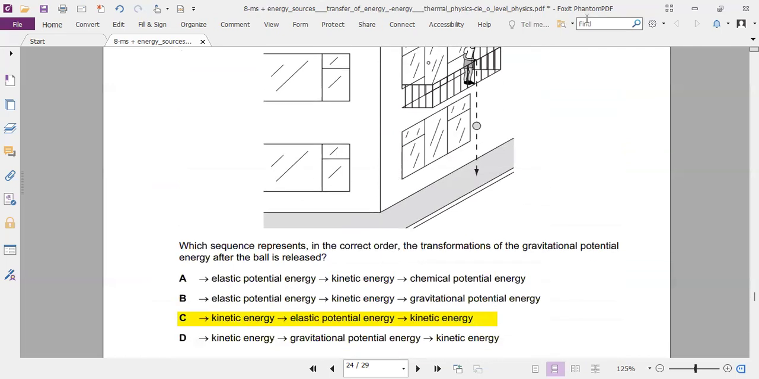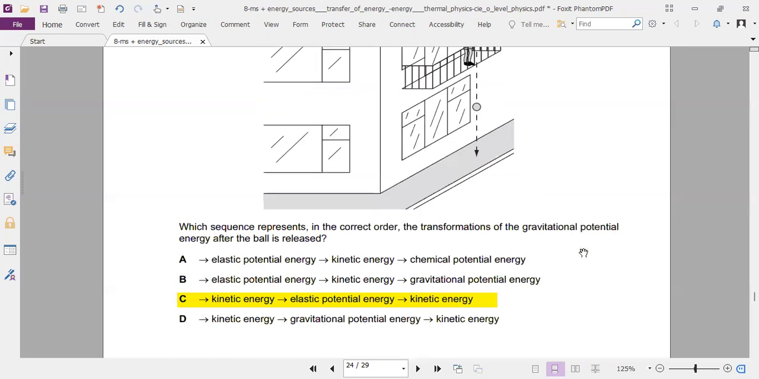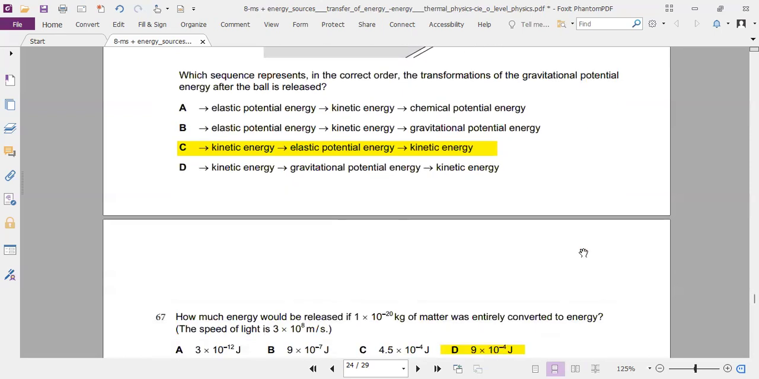So first of all, it is the kinetic energy. The ball hits the ground, and because it's an elastic object, it gained elastic potential energy. This elastic potential energy works to restore the original shape of the ball, and it is sufficient to bounce the ball back. So the ball gains kinetic energy back. That's why it goes back.